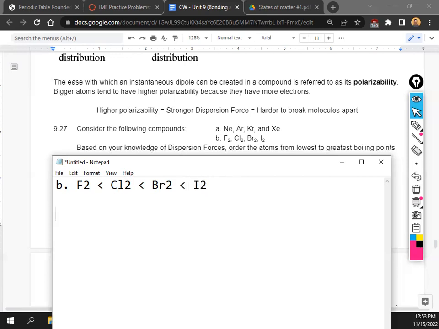And then same thing, you would just write F2 is the least polarizable because it has the least electrons. And then you can kind of go on from there. Since it has the least amount of electrons, it'll be affected by London dispersion forces the least, so lowest boiling point.